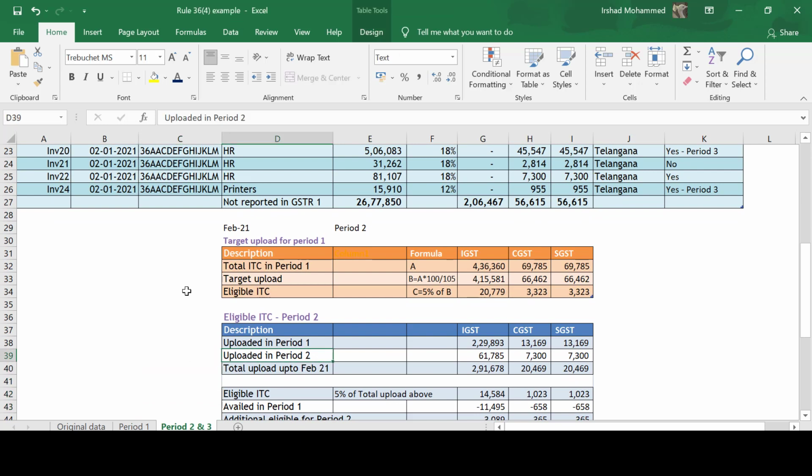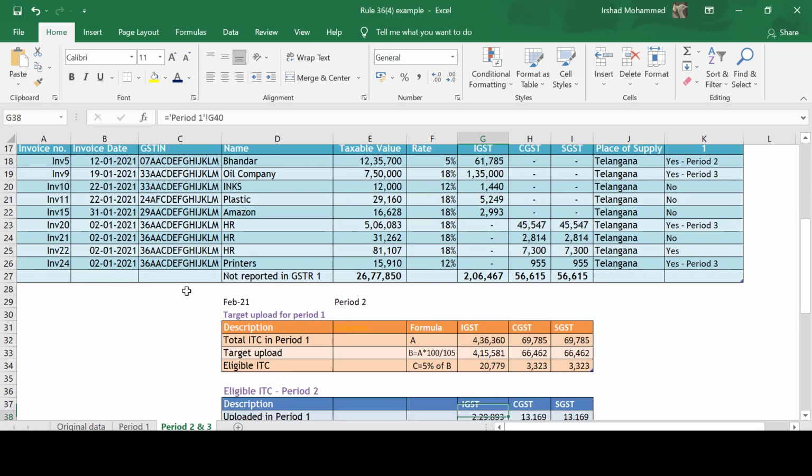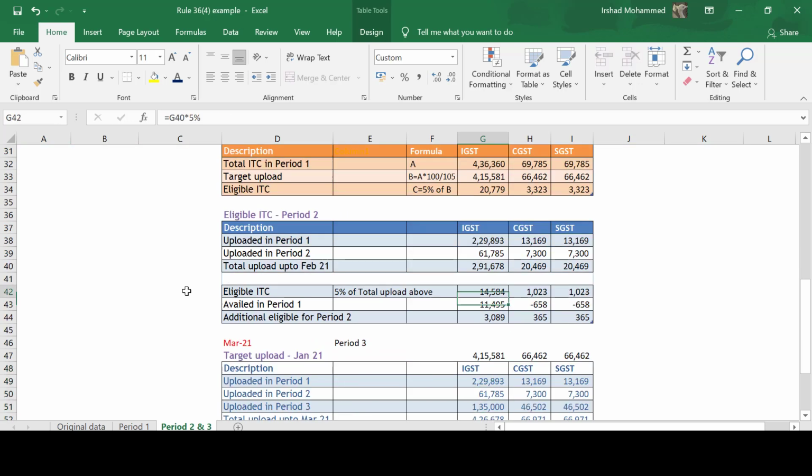You can come down. So you have carried forward the total uploaded invoices from period 1 like this, and then for period 2 there is one invoice that has been reported which we have considered in period 2. So the total upload up to February 2021 is this amount. So both January and February, the total uploads is this amount, 2,91,678.